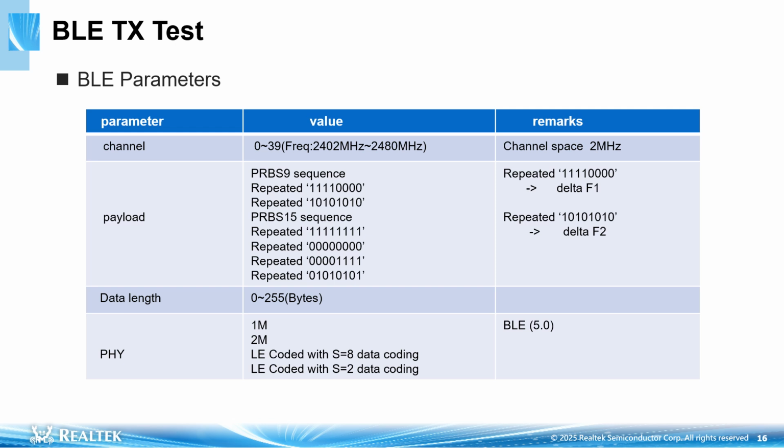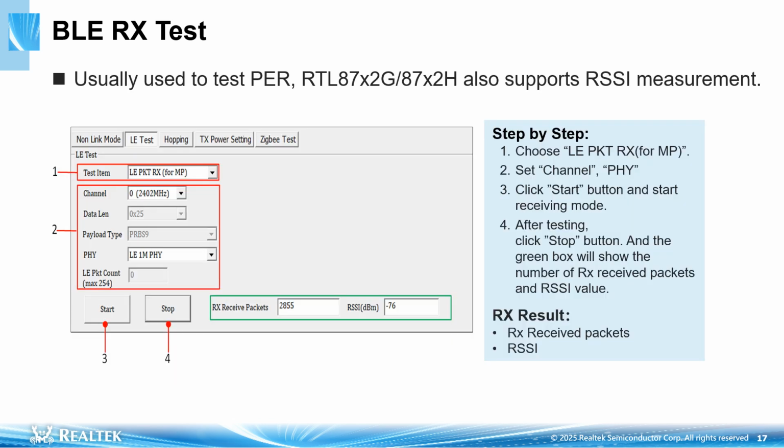BLE receive test, usually used to test PER. The steps are as follows. 1. Choose LE packet receive for MP. 2. Choose channel and PHY. 3. Click Start button and start receiving mode. After testing, click Stop button. And the green box will show the number of received packets and our RSSI value.